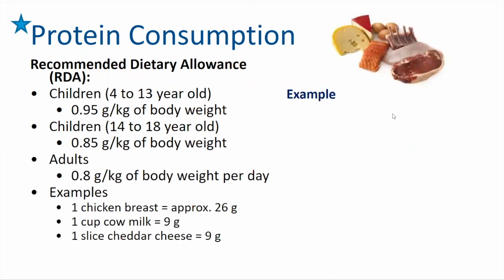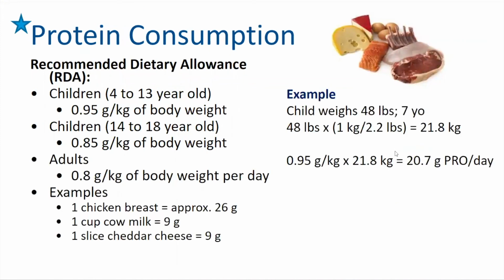So what's important about this slide is the RDAs, or the recommended dietary allowances, for these different demographics. What you will be responsible for knowing is the RDAs of children 4 to 13 years of age, children 14 to 18 years of age, and adults. And then later in this section, I'll show you the RDAs for the different types of athletes. You will be responsible for knowing those numbers as well.